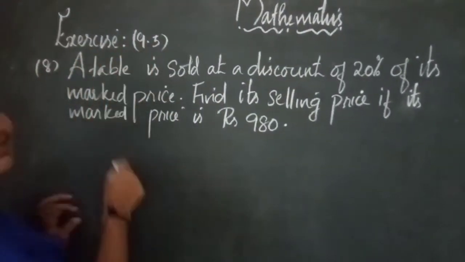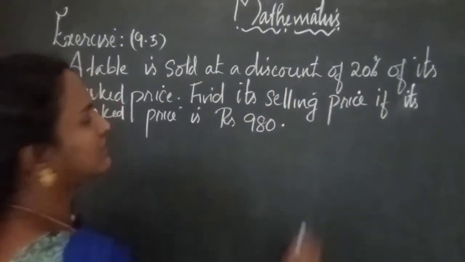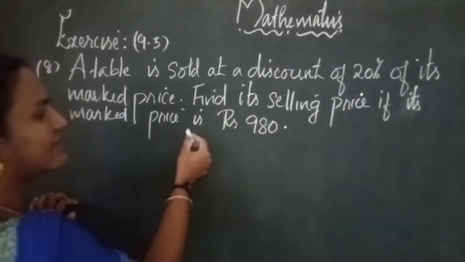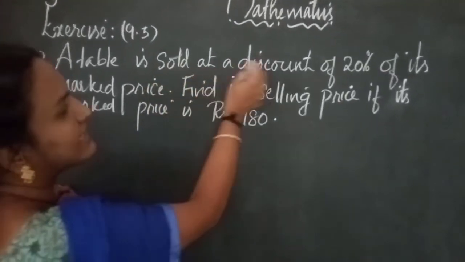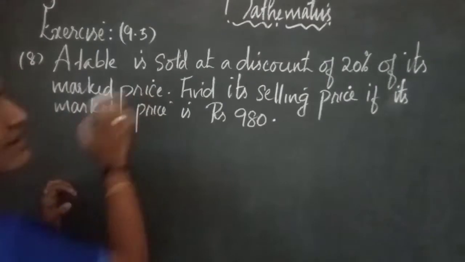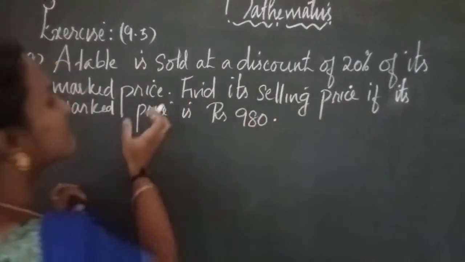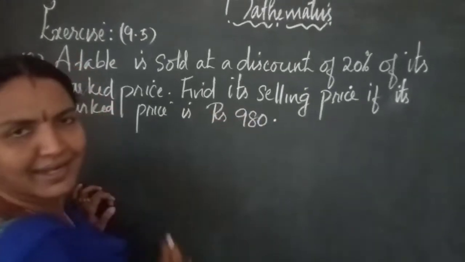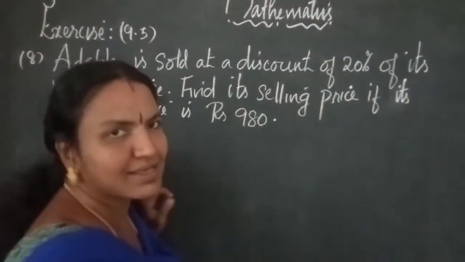Eighth problem from exercise 9.3. A table is sold at a discount of 20% of its mark price. Find its selling price if its mark price is rupees 980. So what is given? A table is sold at a discount of 20%. So percentage discount is given, 20% of its mark price. We have to find selling price. Mark price is given, 980, and percentage discount is given, 20%.